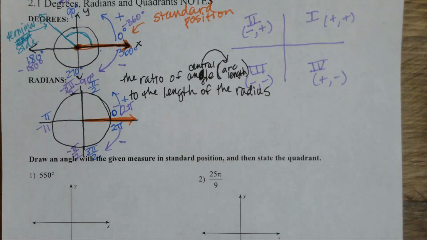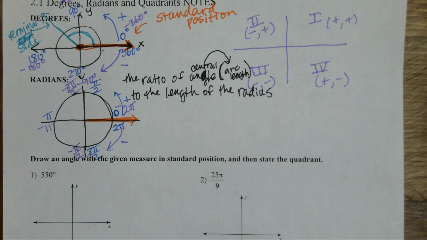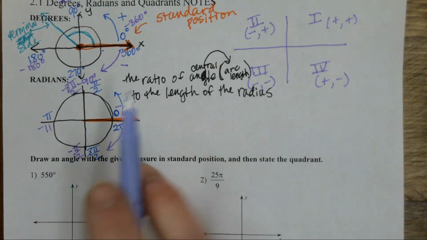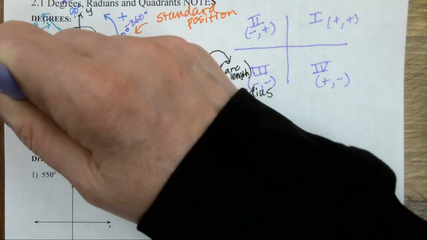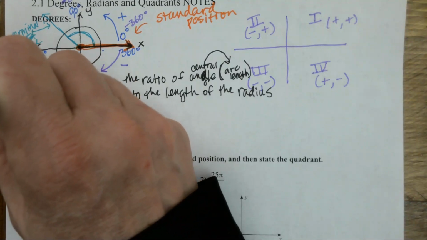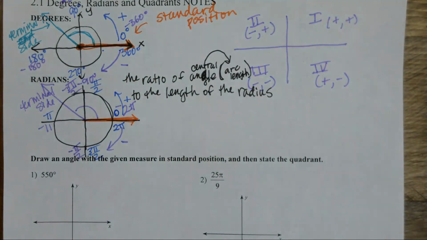But before we get into drawing our pictures, I want to get comfortable moving around. And so we're going to draw some angles. Remember, we have our standard position. Wherever we land, our angle is our terminal side. And I'm interested in the quadrant that the terminal side lands.